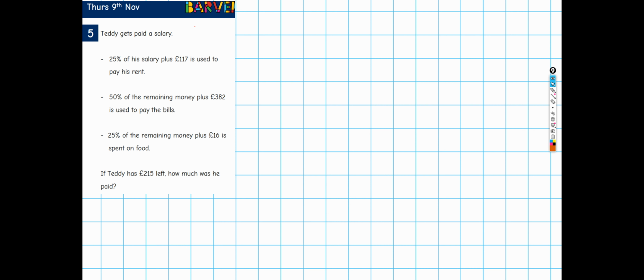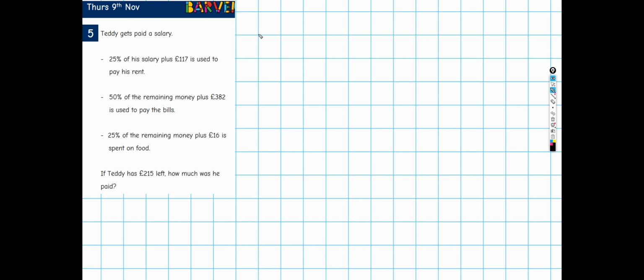Okay, another very neat little problem to solve with a bar model. And let me just get my pen going. Okay, Teddy gets paid a salary. 25% of his salary plus £117 is used to pay his rent. 50% of the remaining money plus £382 is used to pay the bills. 25% of the remaining money plus £16 is spent on food. And we are asked if Teddy has £215 left, how much was he paid?